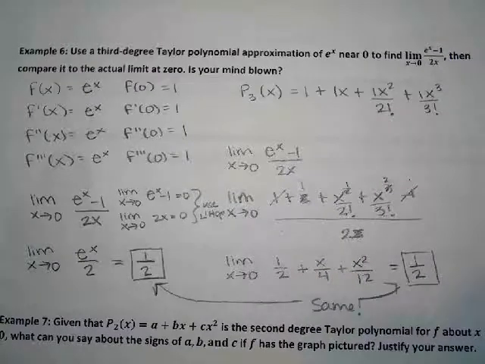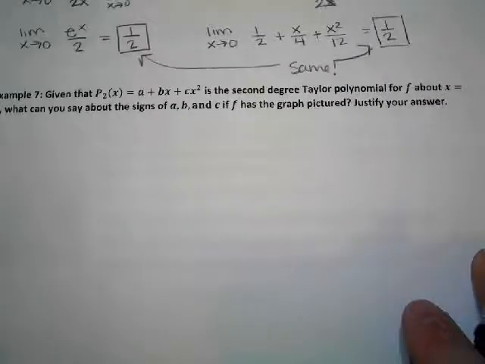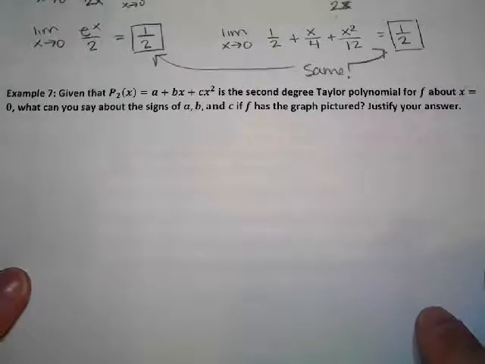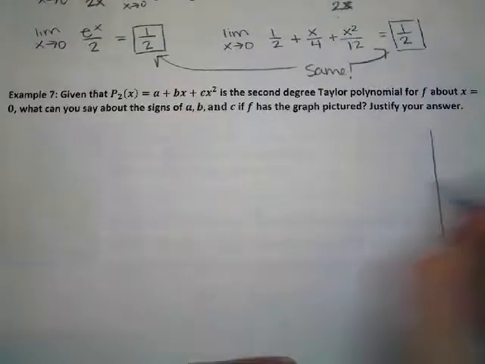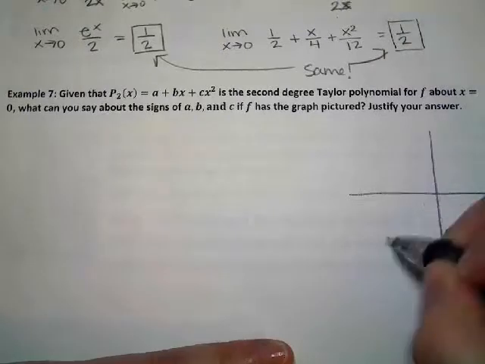Okay. Example 7. There was supposed to be a picture, and it's not here, and I keep forgetting to put it in there. So this is what the picture is supposed to look like. Bloop. This is f of x.